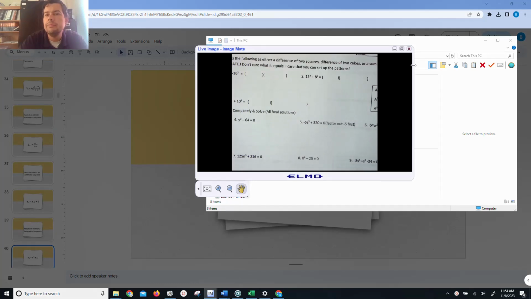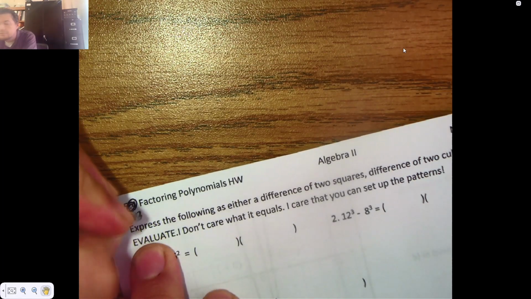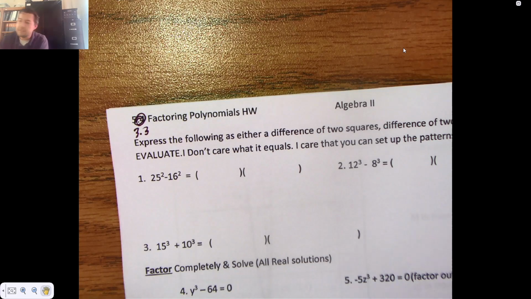This is one of my favorite things in algebra. I really like factoring, and that's what this whole section was about. This is the same sheet I've used for years and years and years. In this book, it's 3.3. 3.3, factoring polynomials, homework assignment.